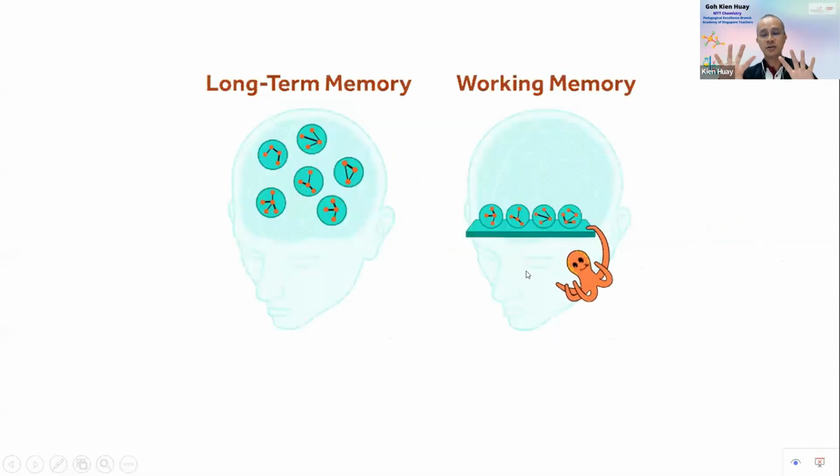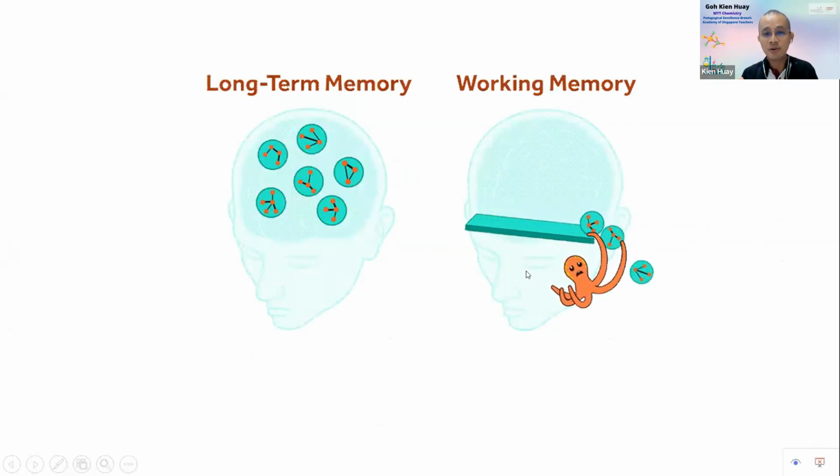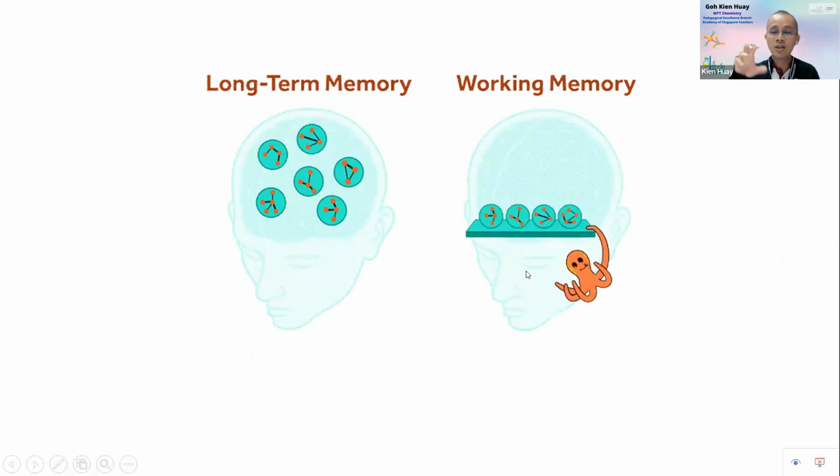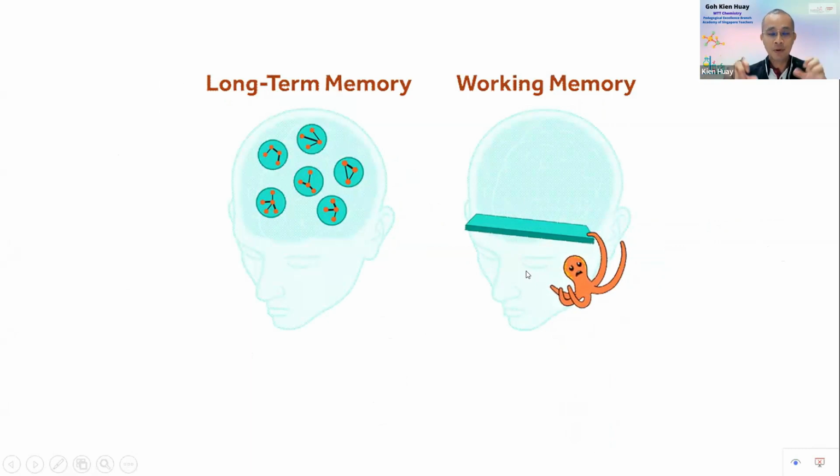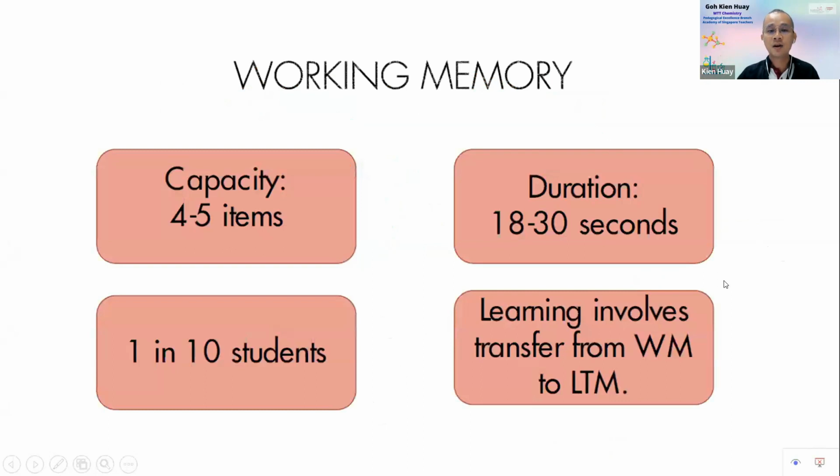Okay, so this is just a graphical way to show you working memory vis-a-vis long-term memory. The working memory is very limited. As you can see, the octopus is holding on to just a few chunks of information. Once you move the information out of the student's sight or hearing, the memory will just fall off unless it is passed to the long-term memory. So this is typically a summary of working memory. It can hold 4 to 5 items at any point of time, and if it's not transferred to long-term memory, it will only last for 18 to 30 seconds.